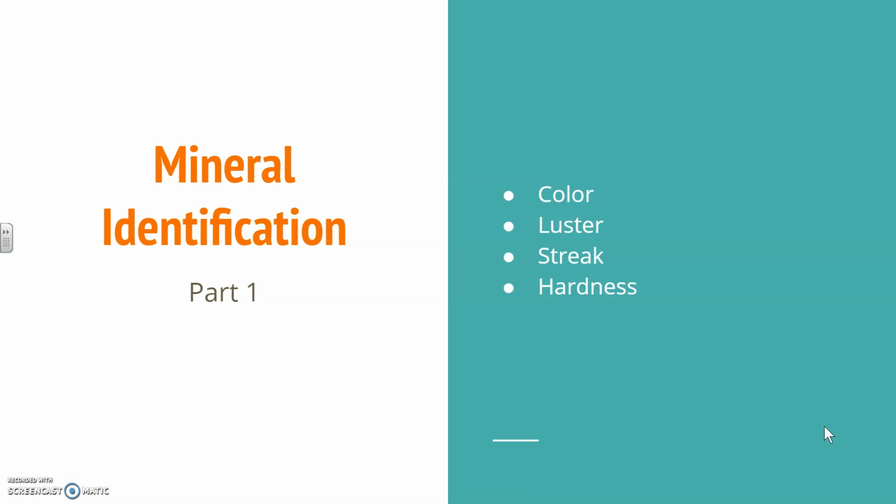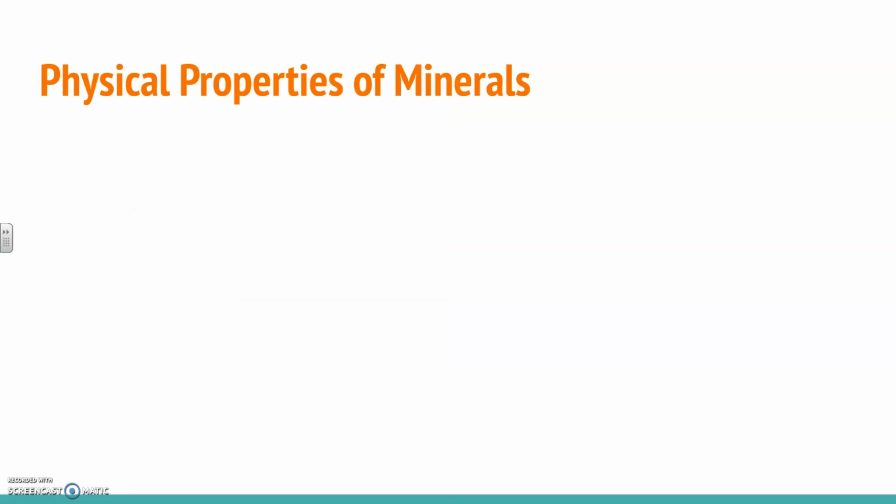We're going to be talking about mineral identification in two parts, just because there are, I believe, 7 characteristics we're going to be looking at when we identify minerals in the coming future. So today, part 1, we're going to be talking about color, luster, streak, and hardness. So 4 different characteristics that minerals may possess. Well, they will possess them, just in some form.